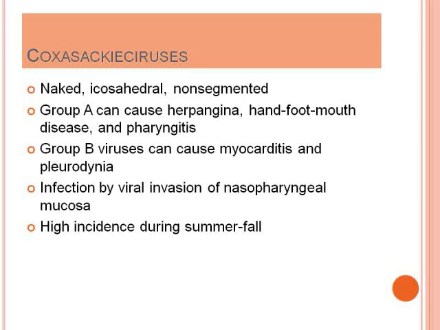Group B can cause myocarditis and pleurodynia. Remember, it's a differential diagnosis of acute chest pain. A person may be suffering from Coxsackie virus, and that causes infection of the intercostal muscle, and you get this stabbing pain. A person feels that he's having a heart attack, for example, and that turns out to be a Coxsackie B virus infection. Typical infection is through the nasopharyngeal mucosa, because you get these aerosols there. The incidence is very high during summer and fall.